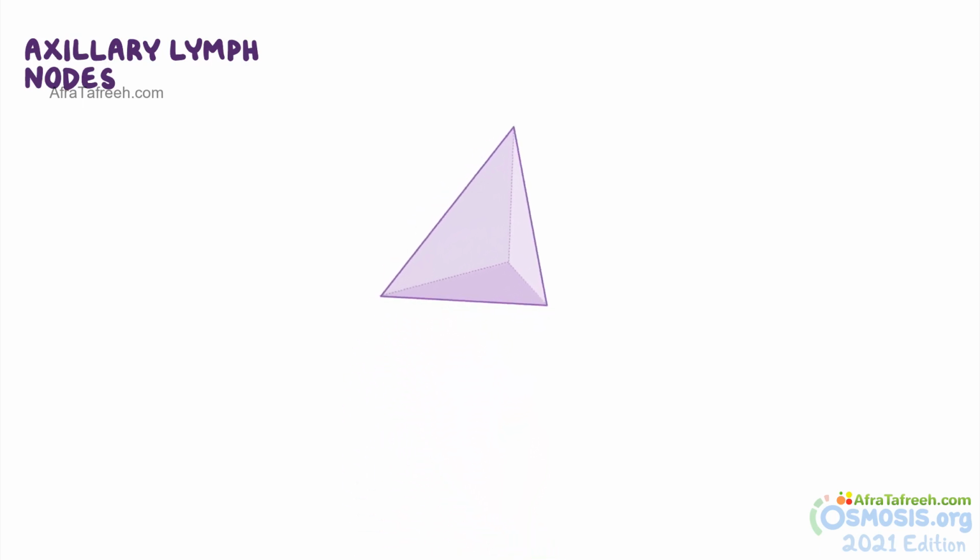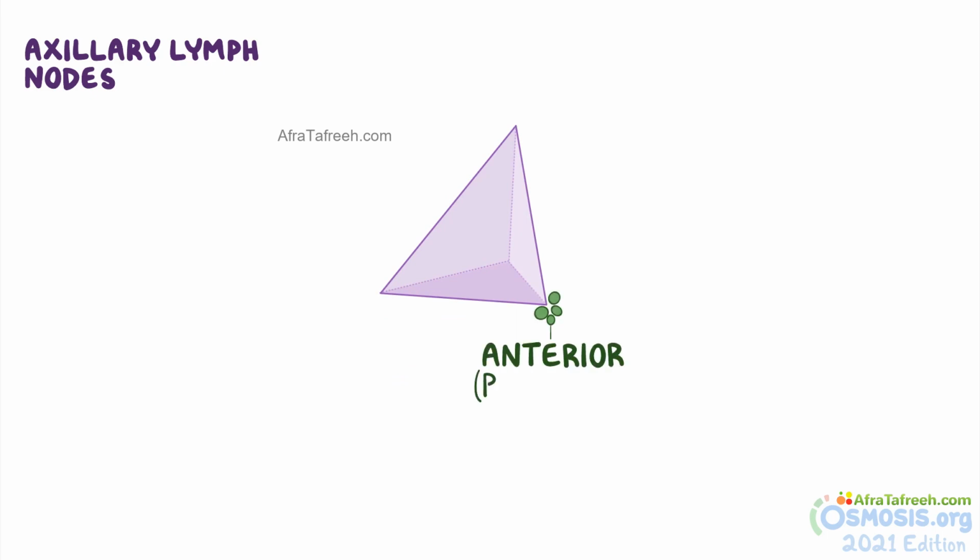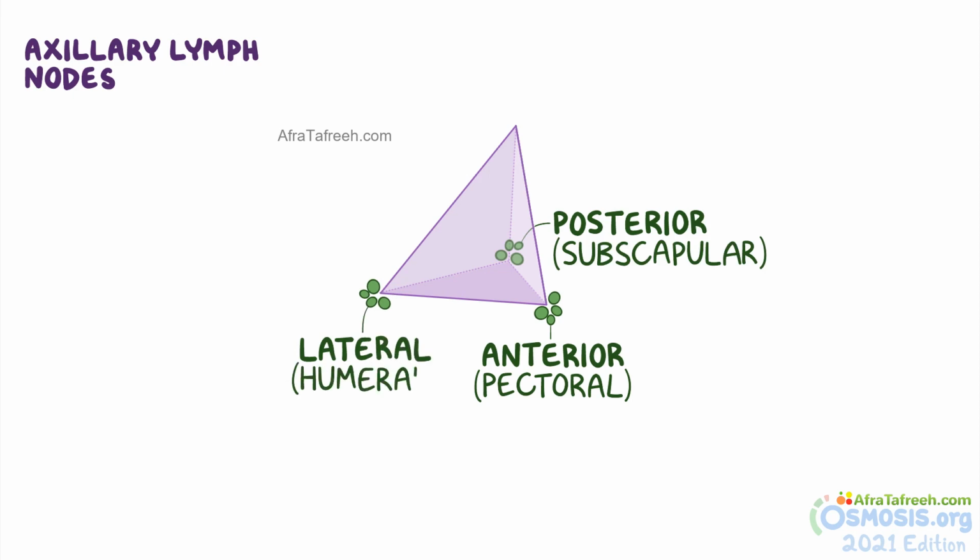The axillary fat also contains 5 major groups of lymph nodes, which are collectively called the axillary lymph nodes. Time for some more spatial geometry. Imagine that 4 of these groups of lymph nodes are the corners of a pyramid with a triangular base. In the corners of the triangular base, there are the anterior, or pectoral, the posterior, or subscapular, and the lateral, or humeral nodes. Next, we have one group in the center of the pyramid, called the central nodes, and one group at the apex, called the apical nodes.